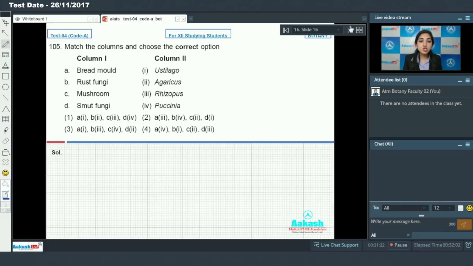Match the columns and choose the correct option. In this question, you have to match the column 1 with column 2 and then you have to identify the correct option. Bread mold. Rhizopus is the bread mold. Puccinia is the rust fungi. Ustilago is known as the smut fungi. And Agaricus is a mushroom. So by analyzing all the options, we come to know that option number 2 is the correct answer. Moving on to the next question, that is question number 106.